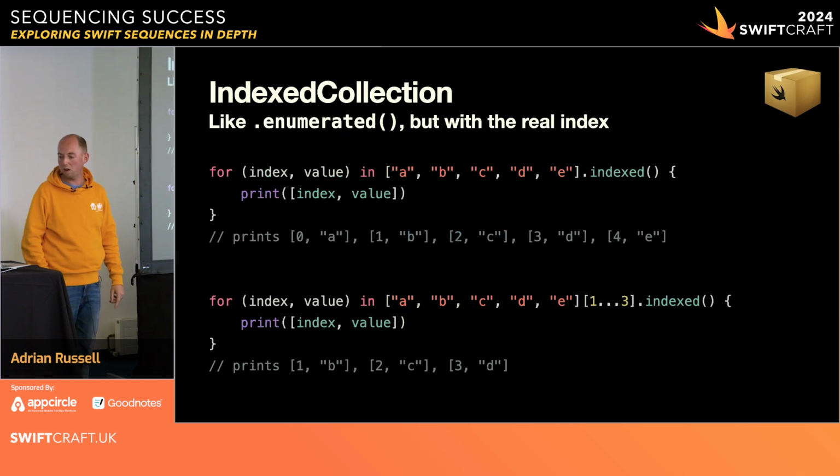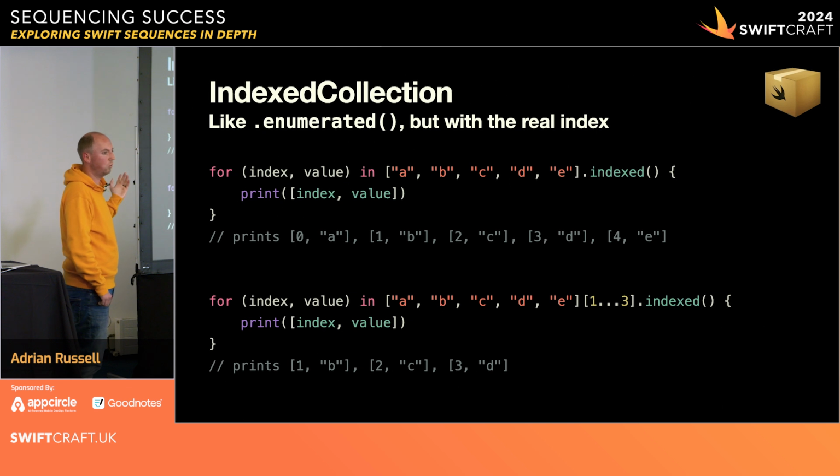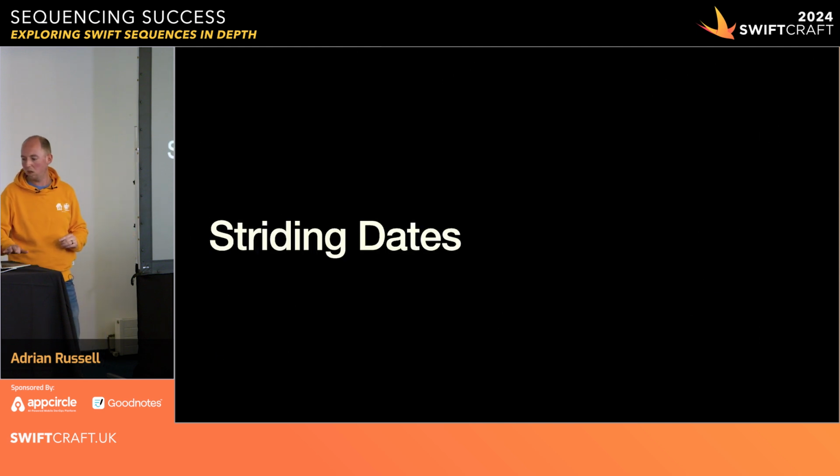And the last one, just as a reference, because we'll use it again later, is index collection. Exactly like we had with enumerated, but rather than a count, it returns the actual index. So this one functions on a collection rather than a sequence, and you get the actual index for that item. We'll see why it's handy later.